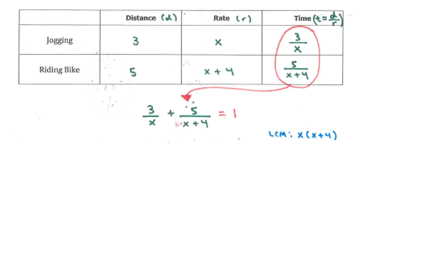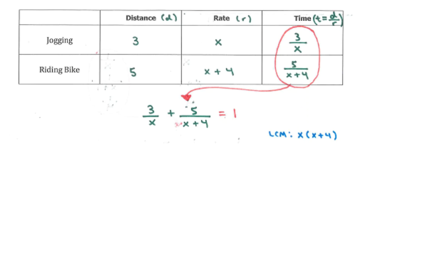In this video I'm going to help us solve the rational equation 3 over x plus 5 over x plus 4 equals 1. Recall that this equation was derived based on an application problem which wants us to calculate two different speeds, a jogging speed and a biking speed.